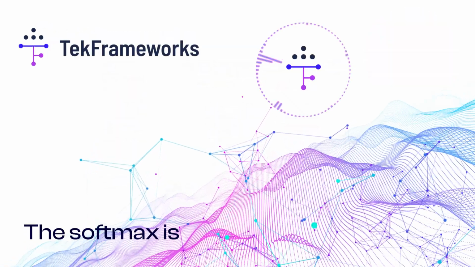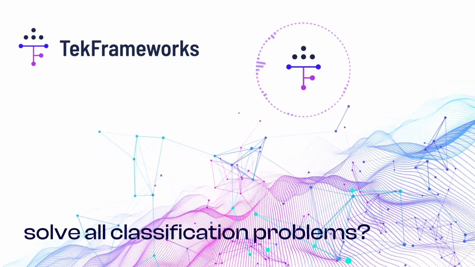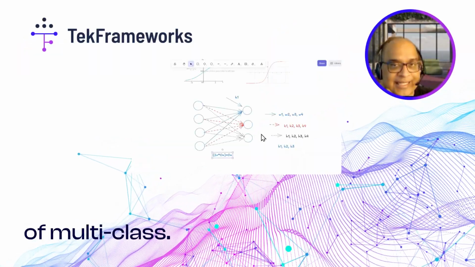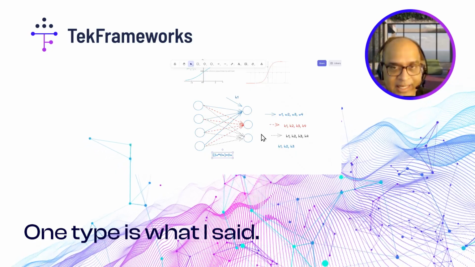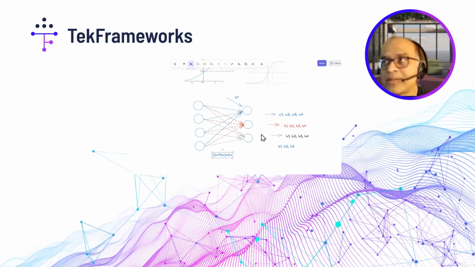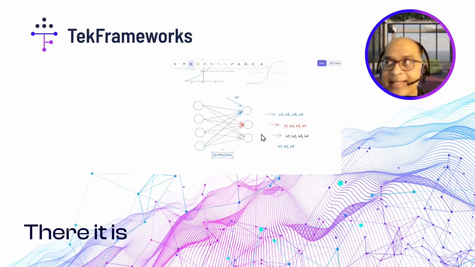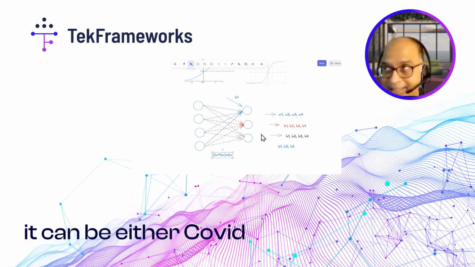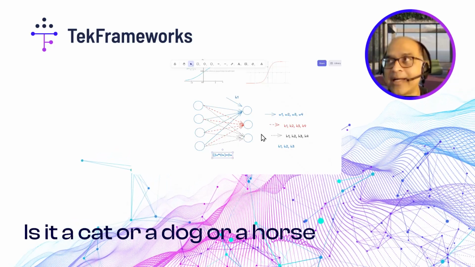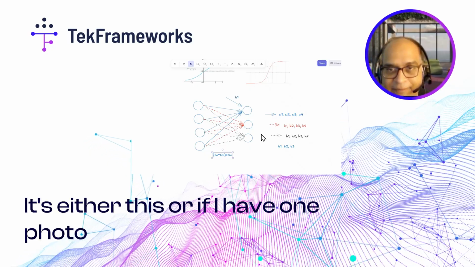Ah, the softmax is very elegant indeed. Does it then solve all classification problems? By the way, there are two types of multi-class. One type is what I said. Is the patient suffering from COVID or flu or is healthy? There it is an either-or. It can be either COVID or flu or healthy. Or is it a cat or a dog or a horse? Again, it's either this or that if I have one photo.